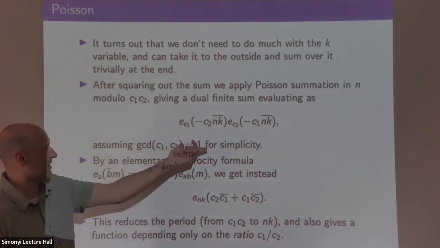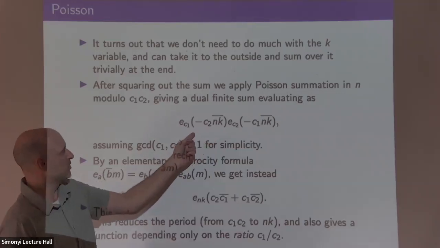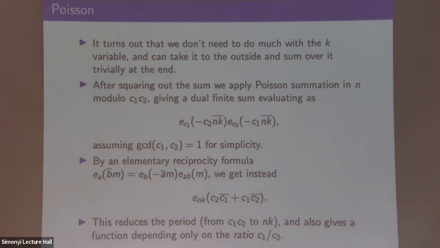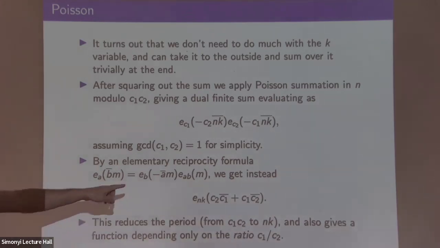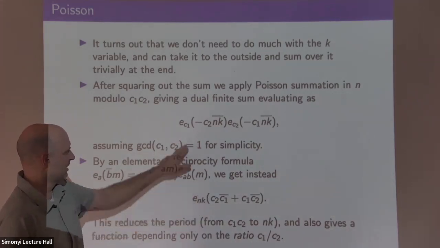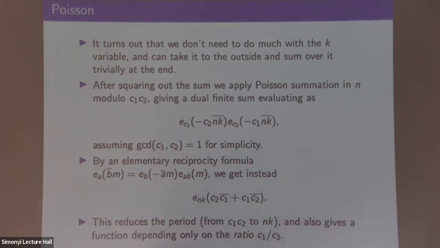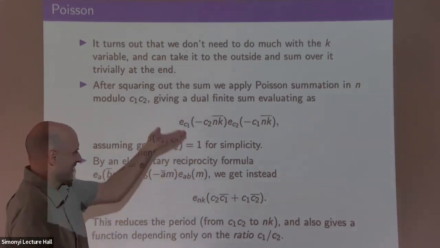You get this product, you simplify this thing and you have two moduli, C1 and C2, and it looks exactly like that. And then there's this standard elementary reciprocity formula that lets you flip the moduli. This is really just the Chinese remainder theorem written in this exponential character form. So by flipping, this NK bar becomes the modulus, and the C1 down here becomes C1 bar, and you do the same thing on the other side. That's the structure of the Kloosterman sum that we use.